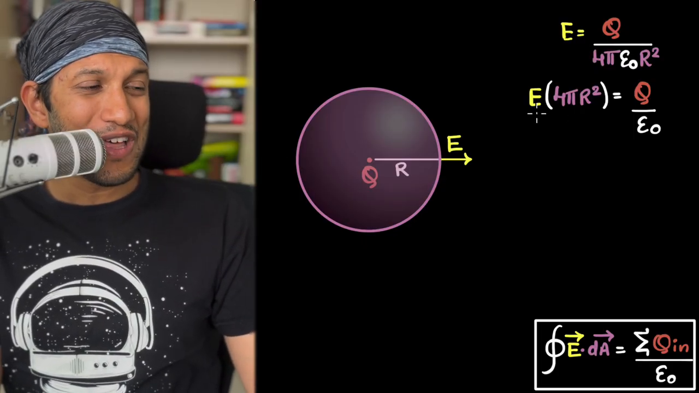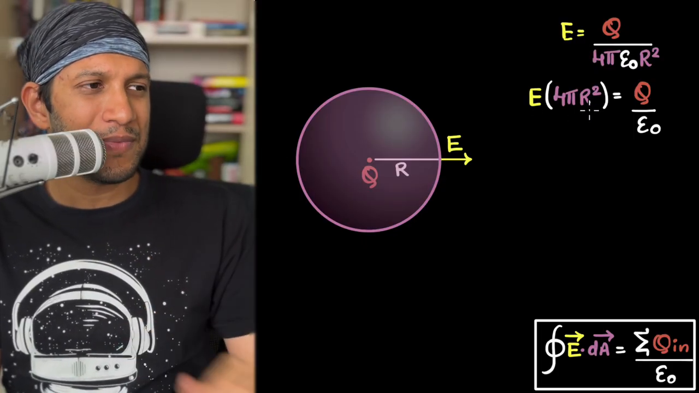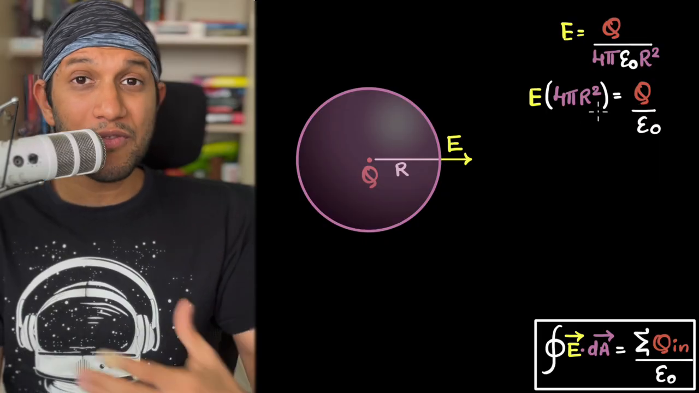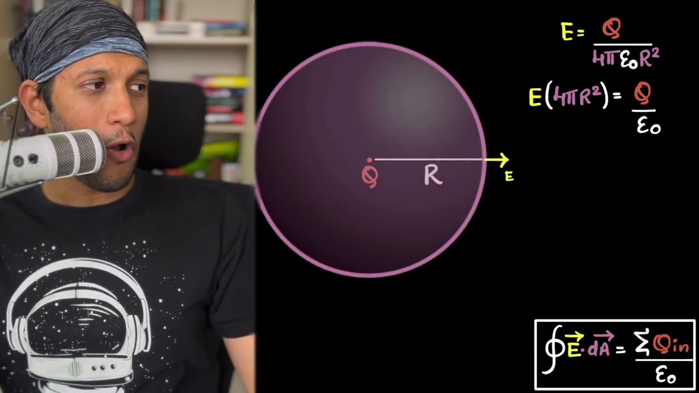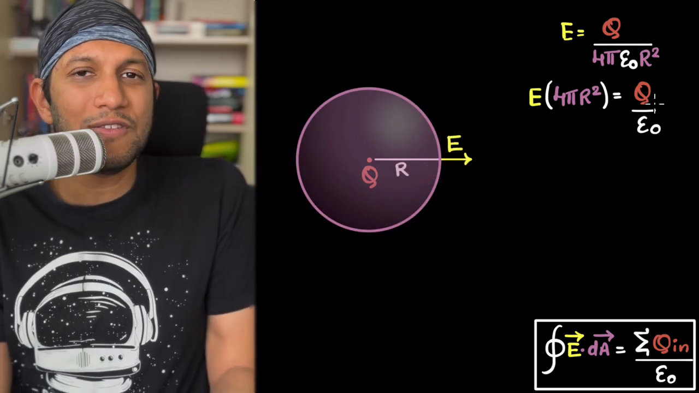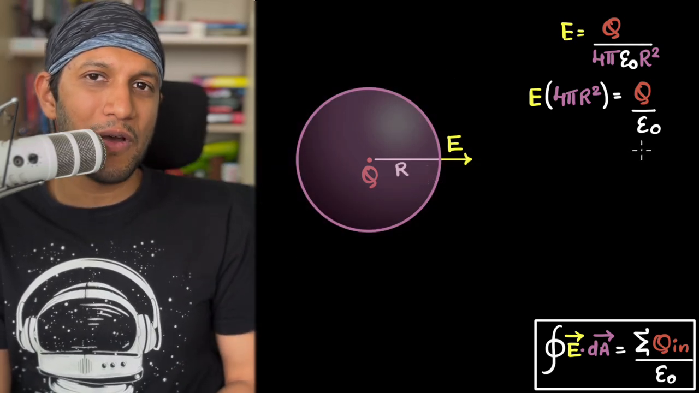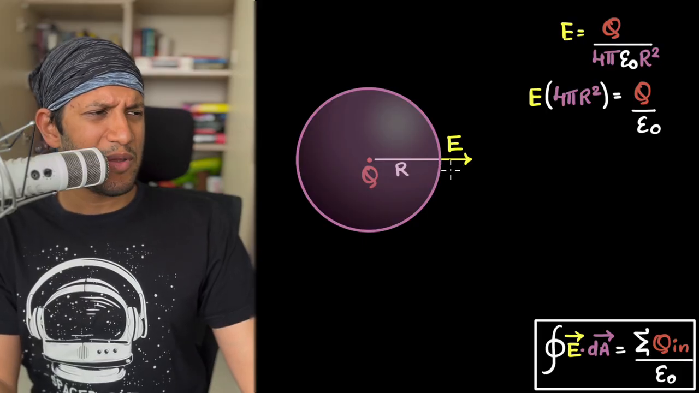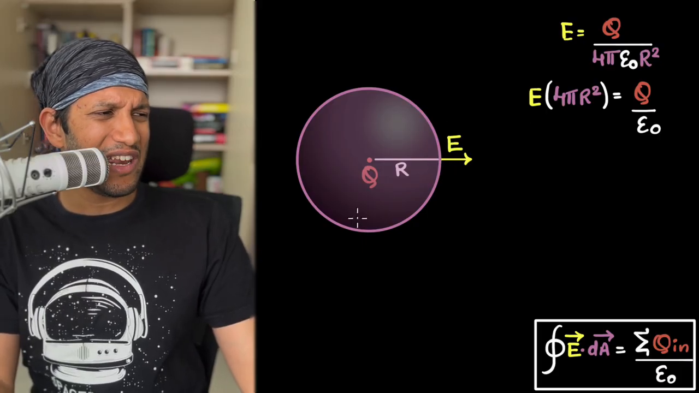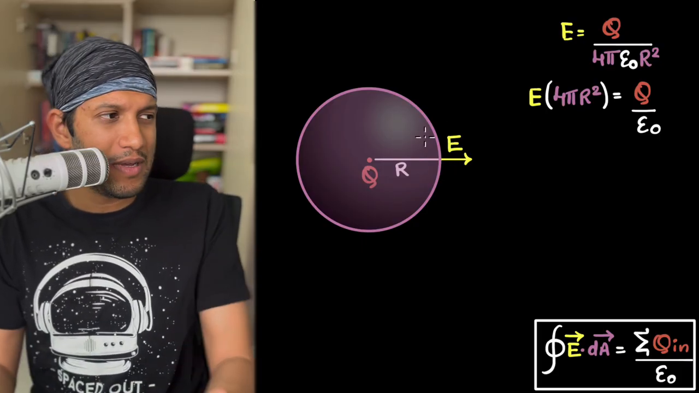So he says, look, this product, whatever that is, is a constant. It does not depend upon the size of the sphere. If I make that sphere bigger or smaller, I will get the same answer: Q divided by epsilon naught. And I say, okay, but what exactly is this product? I mean, multiplying electric field with the area of a sphere sounds so random.